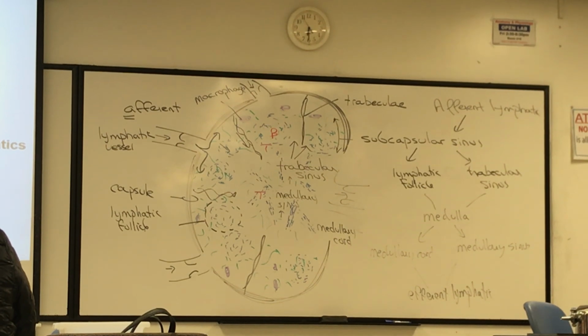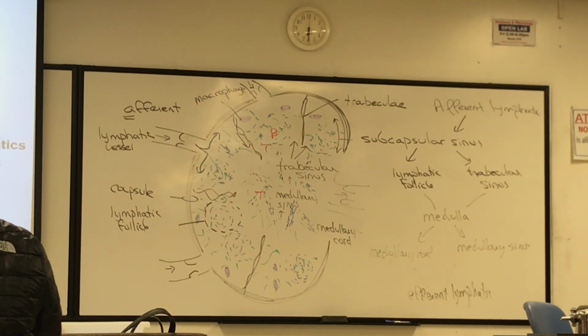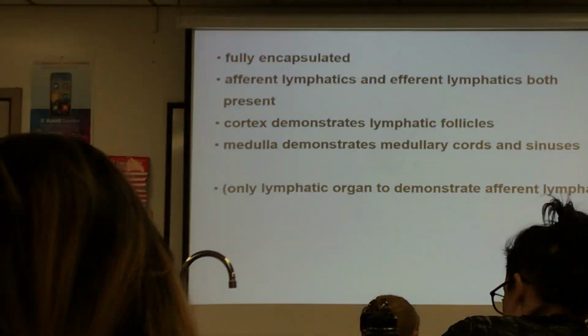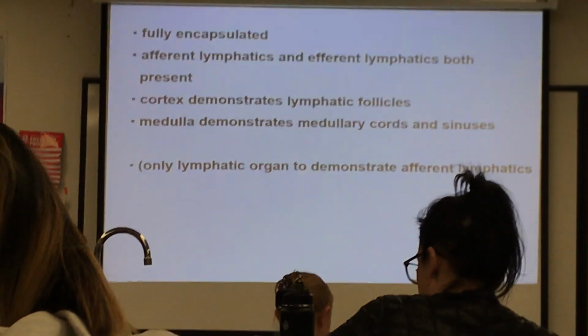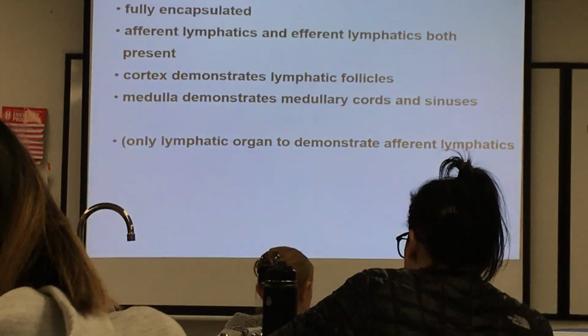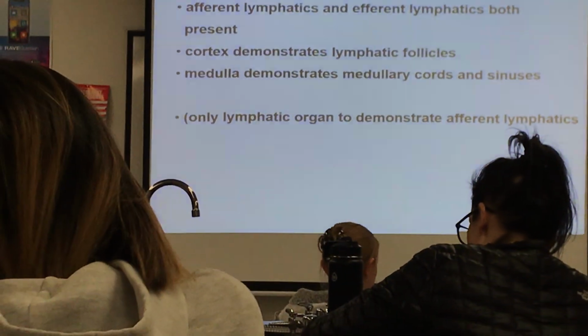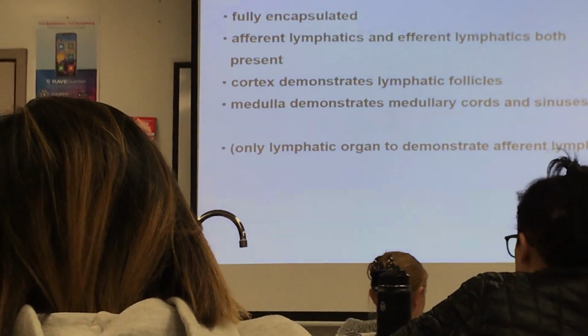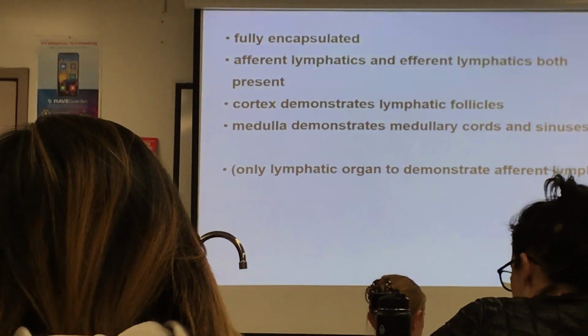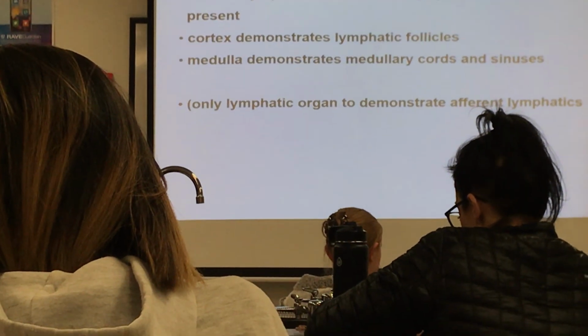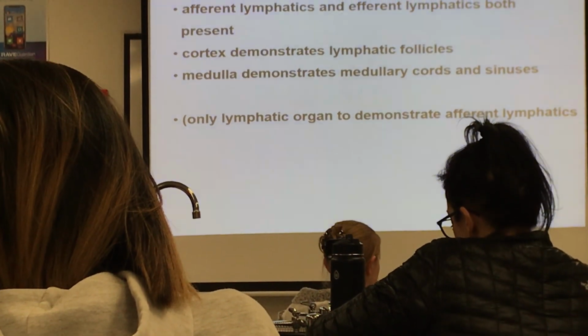So the lymph node rather is the only lymphatic organ or tissue to demonstrate afferent lymphatics. Our spleen, our tonsils, the thymus can have efferent lymphatics, but only the lymph node has afferent because it's in that system of sequential filtration.